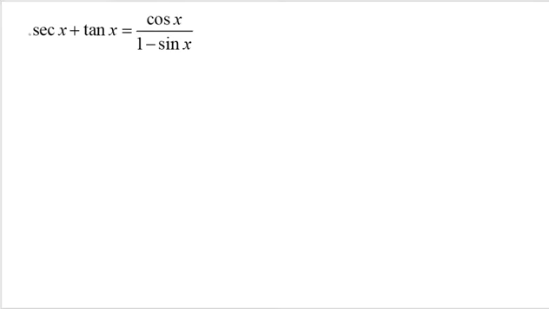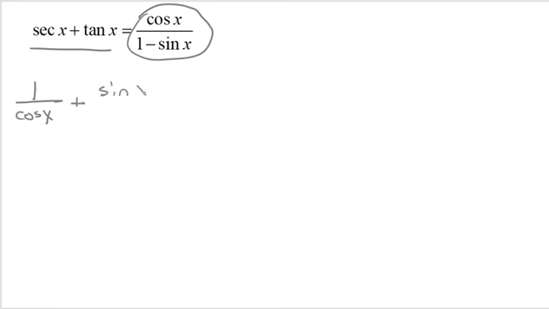All right, now to be honest, both sides look kind of complicated. Neither side looks really simple. But I will say that if you look at the right side, it's all in sines and cosines. So there's very little I could do on that right-hand side. Whereas if I start with the left-hand side, I can change everything to sines and cosines. So let's do it. Secant is 1 over cosine of x, plus tangent is sine of x over cosine of x.